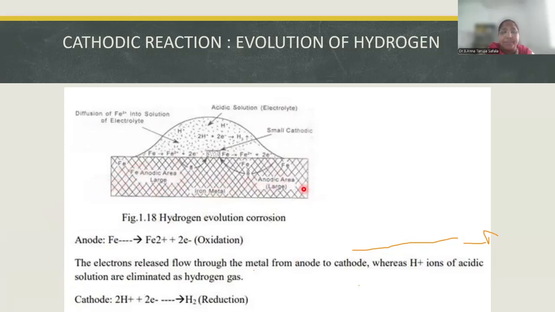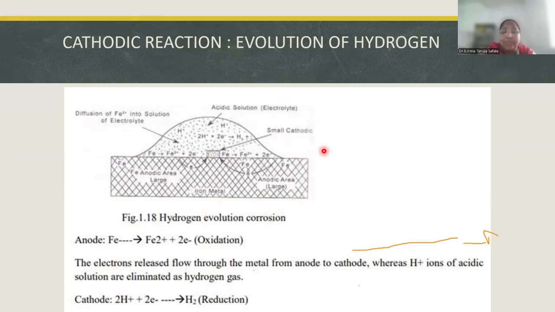Here you could see an iron metal rod, where a large anode is there. This total part we are saying as anode, the anodic area. Then this small part or surface of the metal, we have considered as cathode. Then it is exposed to acidic environment, H2SO4. Obviously, H2SO4 will give H plus ions, releasing H plus and SO4 2 minus.